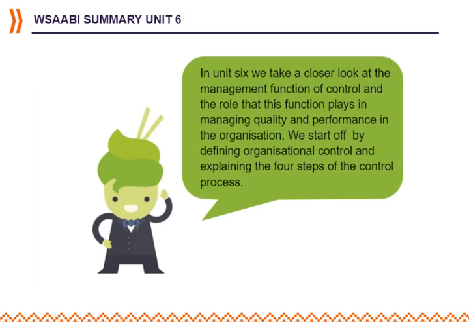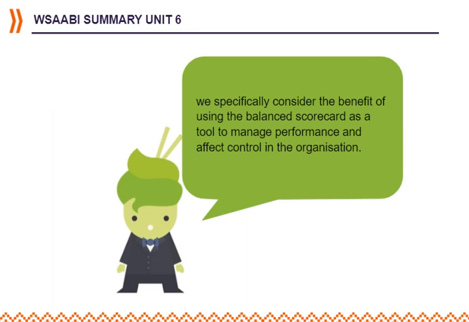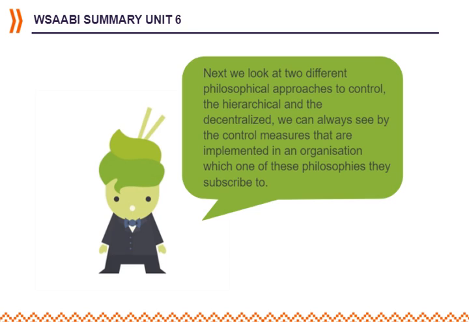In Unit 6 we take a closer look at the management function of control and the role that this function plays in managing quality and performance in the organization. We start off by defining organizational control and explaining the 4 steps of the control process. We specifically consider the benefit of using the balanced scorecard as a tool to manage performance and effect control in the organization. Next we look at 2 different philosophical approaches to control, the hierarchical and the decentralized.